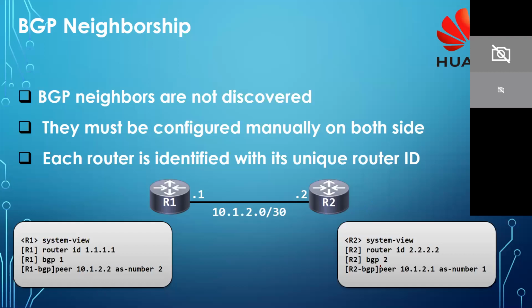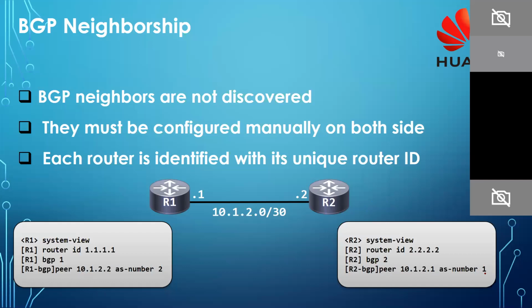We do the same thing in R2. We specify the autonomous system, BGP 2, and after that, we use the keyword peer with the IP address of our neighbor and the autonomous system of our neighbor. So in this case, R2 will be neighbor with a peer that has this IP address and this autonomous system.